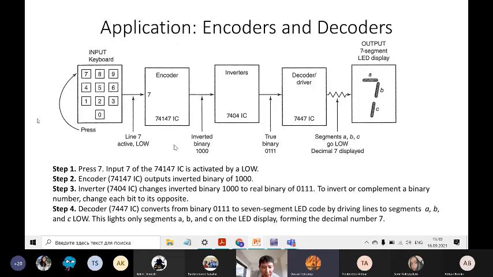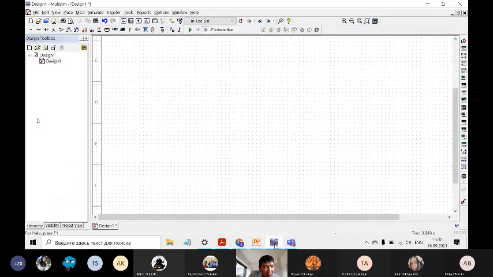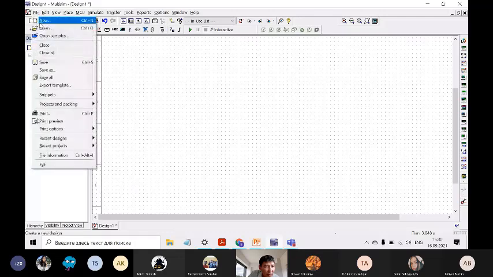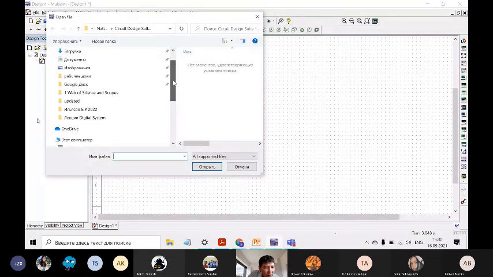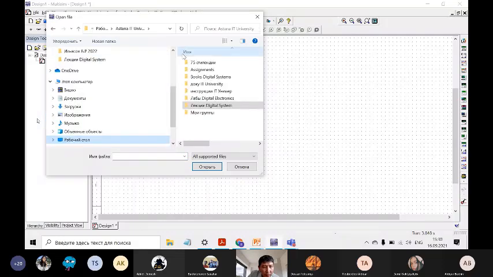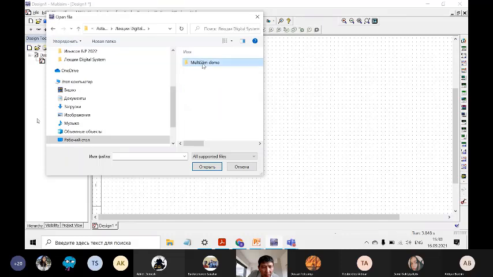Okay, now I will show you the circuit. It's a very nice question. So I open. Can you see my Multisim? Yes, yes. Okay, so now I will open this circuit. For this reason, I need, no, it's not here. Okay, it's this encoder.